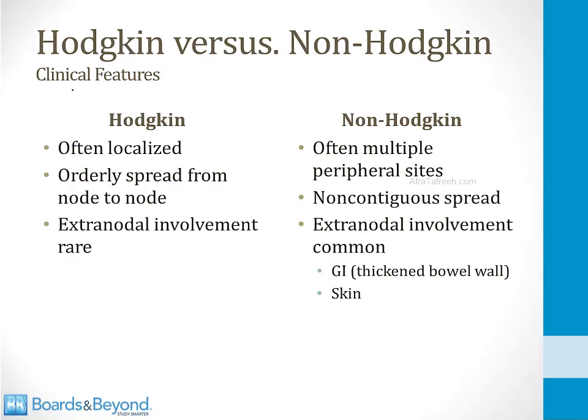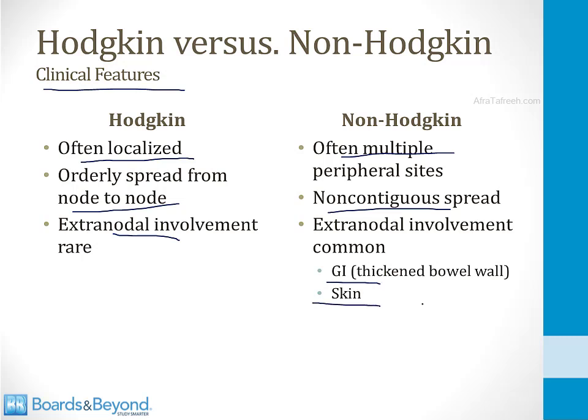On this slide, I've just pointed out some of the clinical features of Hodgkin compared with non-Hodgkin lymphoma. We'll talk about non-Hodgkin lymphoma in another module, but Hodgkin lymphoma, as I already told you, is often localized and spreads from node to node, and it rarely has extranodal involvement. On the other hand, non-Hodgkin lymphoma often involves multiple peripheral sites. It can have a non-contiguous spread from one set of nodes to another, and extranodal involvement is much more common, including the GI tract with bowel wall thickening or the skin or many other organ systems.